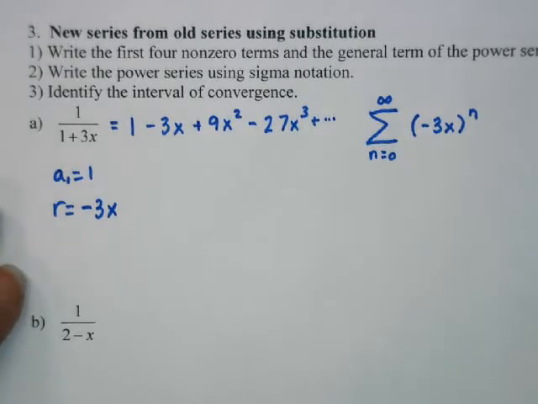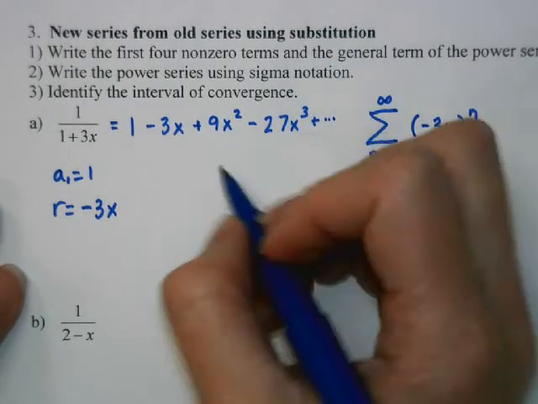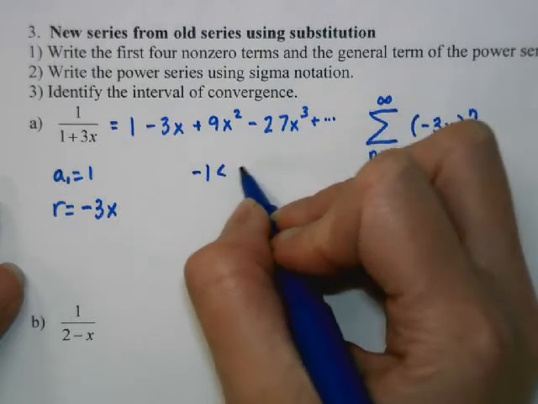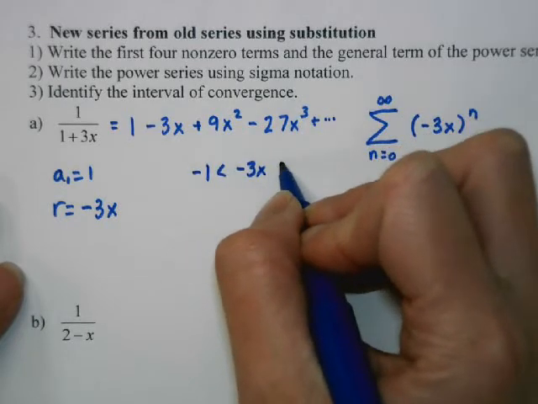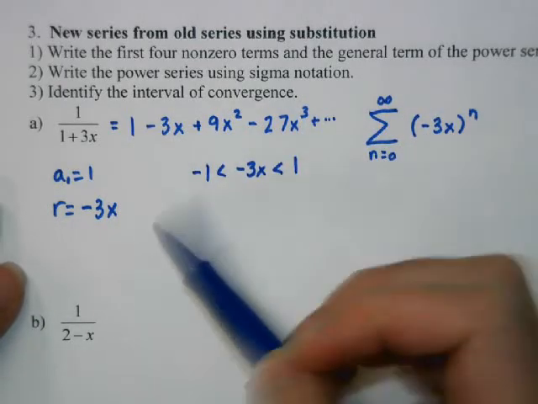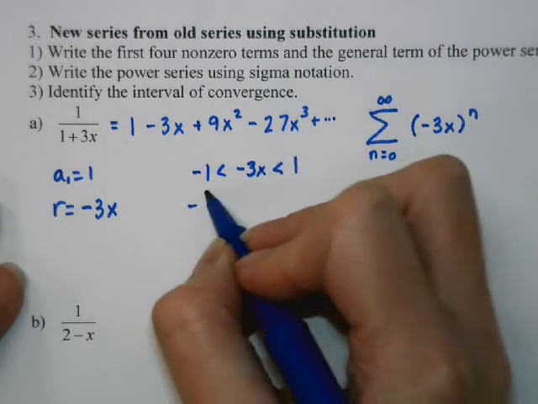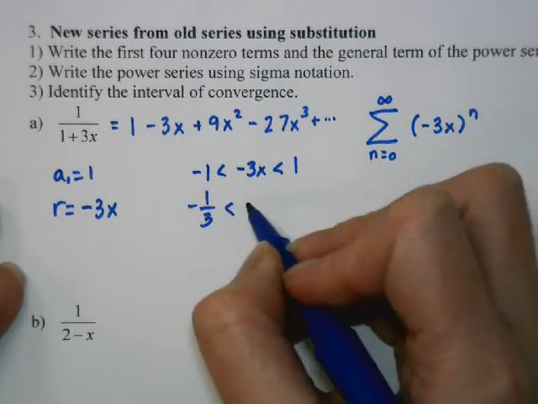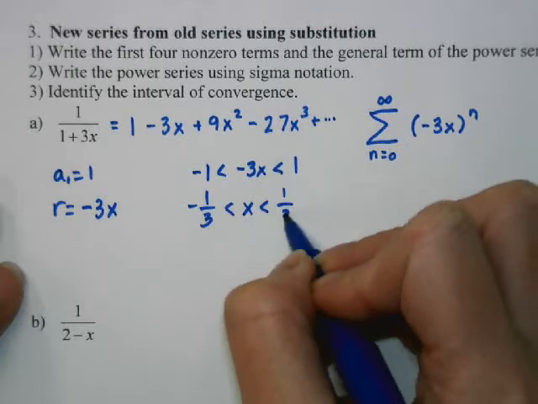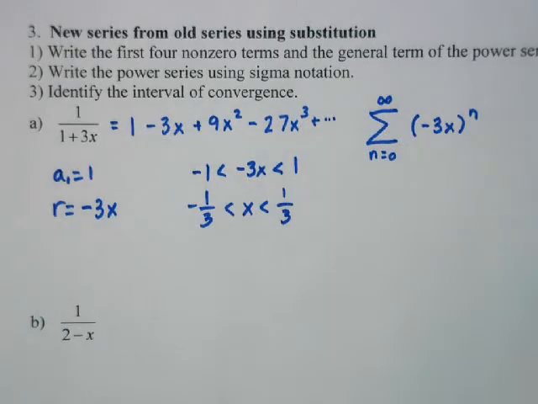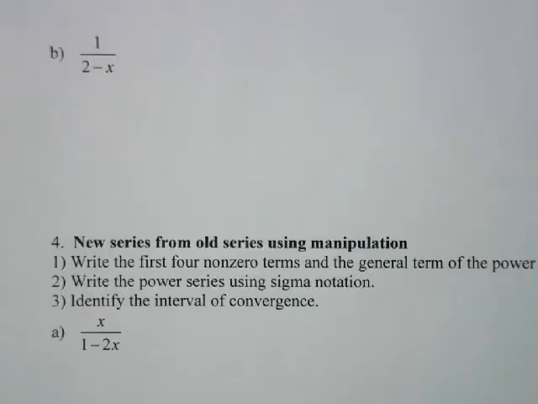Okay, and then what's the interval of convergence? That's going to be -1 is less than -3x is less than 1. I'm going to divide by 3, and again this negative is just going to switch everything around. So I'm just going to divide by 3. So my interval of convergence is when x is between -1/3 and 1/3.